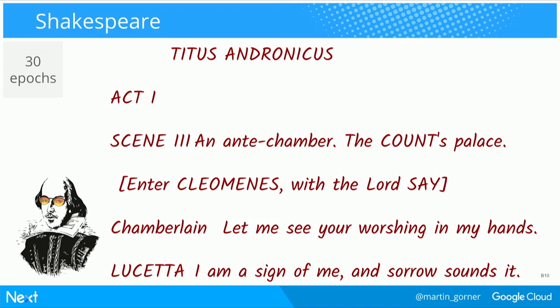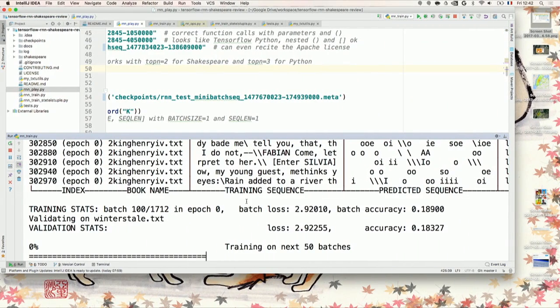And this is what you get after 30 epochs. So it actually has a title, there is an act, there is a scene. After the scene, it tells you where this is happening. And look, it knows how to put scenic indications in brackets, who enters, with whom, and so on. It has even picked up stuff like character names are all caps, and when the character is a function, like Lord or Chamberlain, it's only the first character that is a capital. It has picked that up completely correctly as well. And it's actually English.